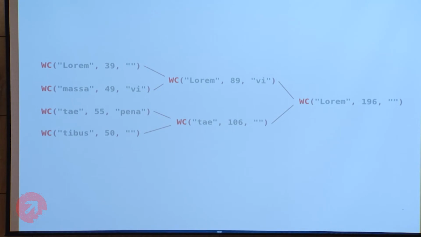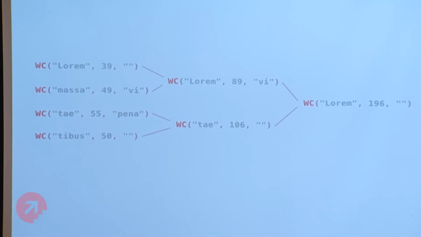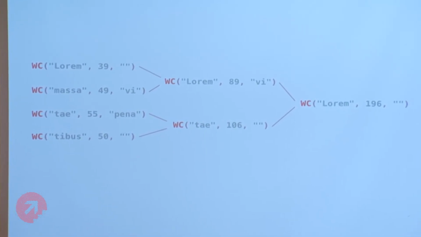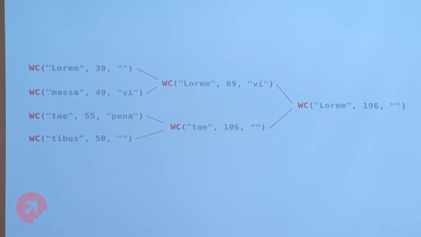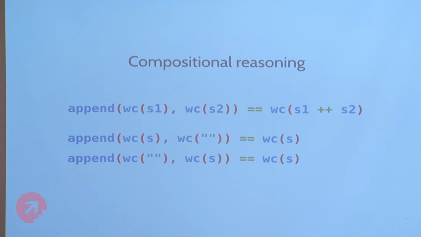So to add together the first two results, I just sum up the numbers in the middle, and then if I have a word in between, like here I have the word massa in between, I just add 1, so I get 89 instead of 88, and then I keep track of the words on the end. And then at the end, I find out that I have 197 words in my file. So cool. So this is an example of compositional reasoning.